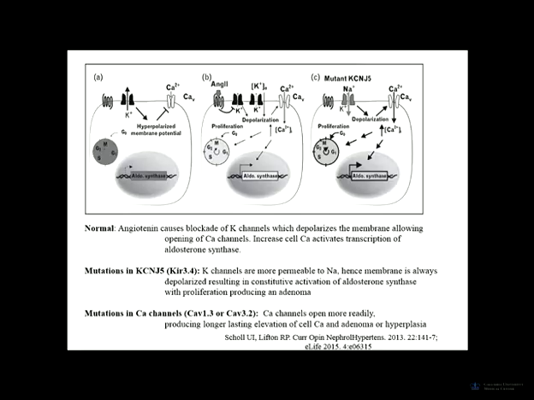Similarly, just a couple of months ago, people discovered mutations in one of the two calcium channels present in the adrenal glomerulosa cell. That allows the calcium channel to be open more often than normal, and therefore produces increased aldosterone secretion.